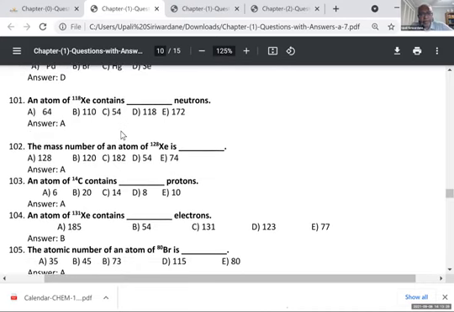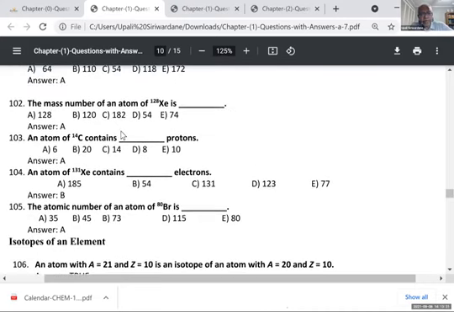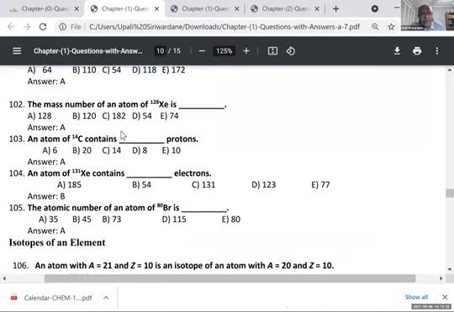The mass number, okay, let's go to 103. An atom of carbon-14 contains how many protons? How do you know? Carbon, when you look at the periodic table, the atomic number is 6. Carbon is 6. There are 6 protons.